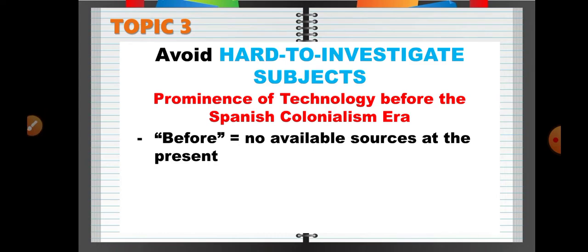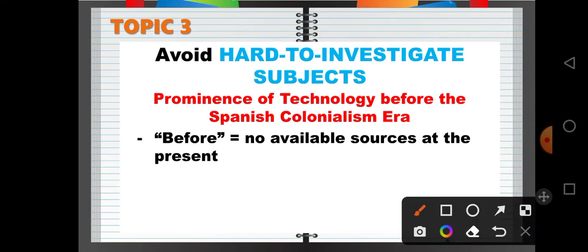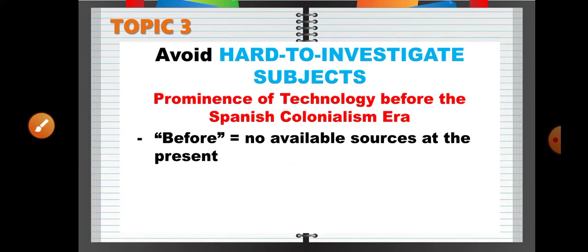Okay, and when we say hard to investigate research topics, these are research topics that have no available sources at the present. We cannot obtain available sources at the present because there are no such references that exist, because we are pertaining to the past. Okay, so avoid hard to investigate subjects.